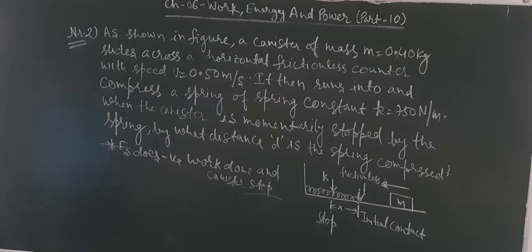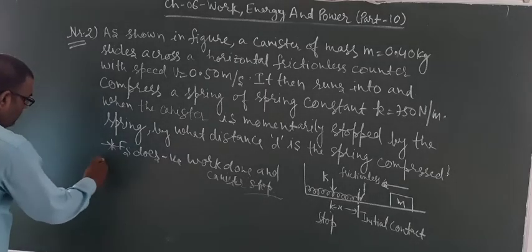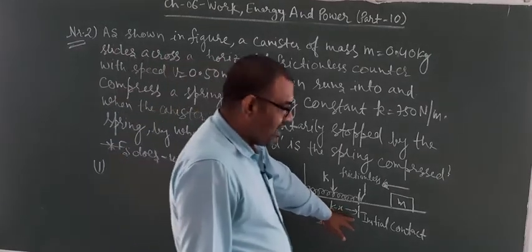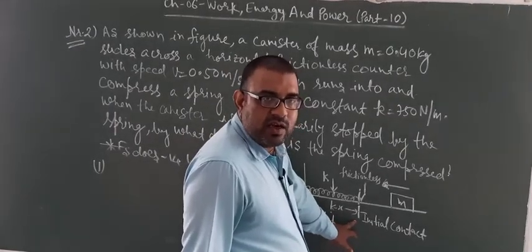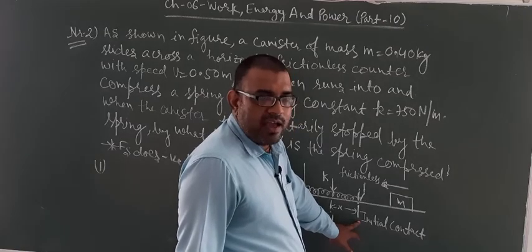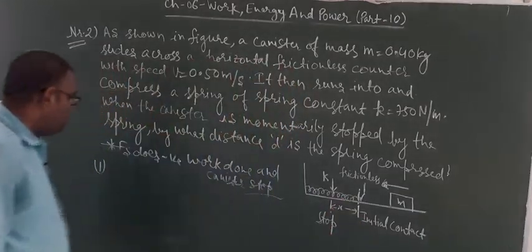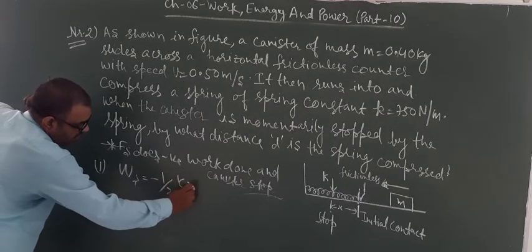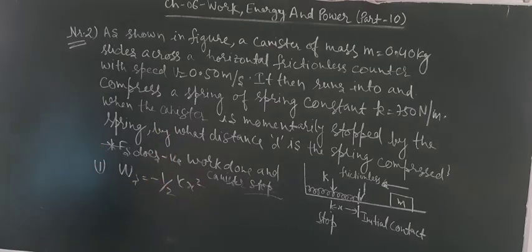So note here that there are three things you have to keep in mind. The first thing is the work done by the spring force. Since it is the initial contact, suppose it is the reference point, so you can take xi equal to 0. So the work done by the spring force is equal to minus half kx square, as from the formula we had calculated.